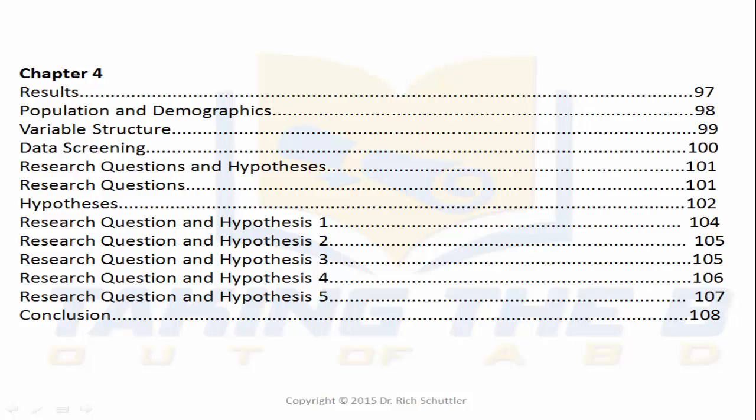See how he designed his chapter. Starts out with results, then goes right into population and demographics, the variable structure, data screening, goes into the research questions hypothesis, gives a little bit more information about each, and then goes into research question and the hypothesis 1 through 5. Again, 1 or 2 pages basically for each of those, and the conclusion. Because after all you're doing is giving a little bit of a narrative, giving the formulas, and then giving the information on the testing of the null hypothesis. This doesn't have to be elaborate. Remember, keep it simple, student.